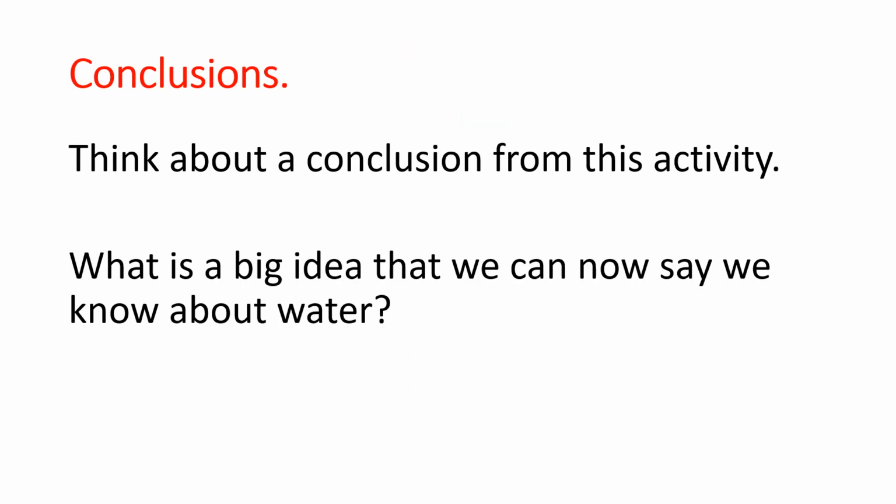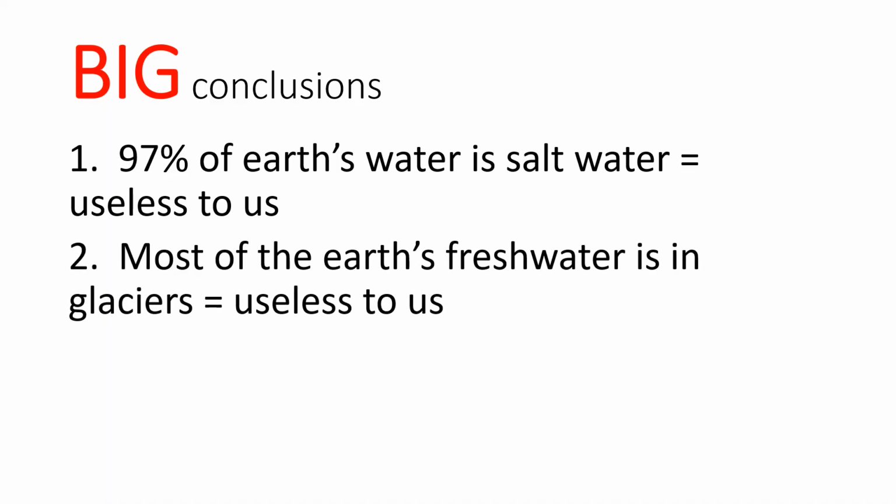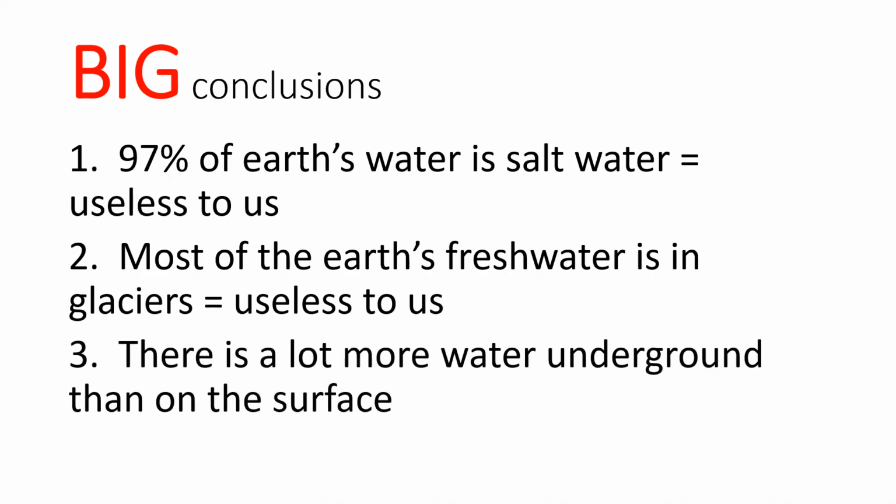So we're going to make some conclusions, and we're going to write this on the bottom of our note sheet. What are some big ideas that I now want you to know about water and where it's found? First of all, 97% of all the Earth's water is salt water, which means it's useless. Secondly, most of the Earth's fresh water is in glaciers, which once again doesn't really do us any good. Finally, there is a lot more water underground than there is on the surface. Those are the three big ideas that are going to drive our discussion going forward.